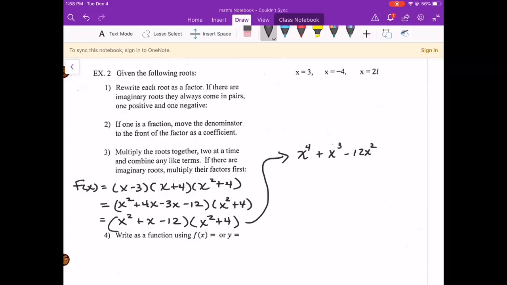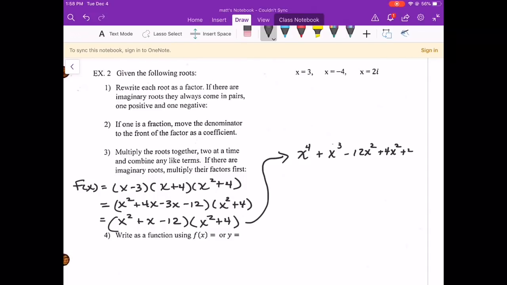Okay, now I'm going to distribute the 4. 4 times x squared is 4x squared. 4 times x is 4x. And 4 times negative 12 is negative 48. All right, combining like terms. And again, I'm also trying to keep in mind that I want standard form. So highest power is 4. Are there any other x to the 4ths? No, there aren't. So that's going to start us off.